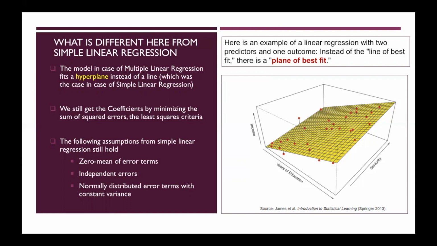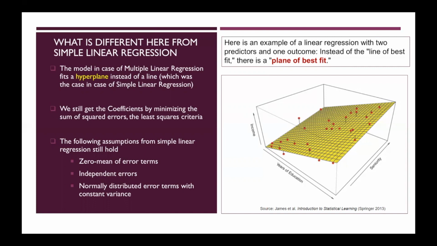Okay, so if you can see this graph, on one axis we have years of education, on the second axis we have seniority, and these two are working as independent features to get the dependent feature, that is the income. Okay, so the income is dependent on years of education as well as the seniority. So as you can see, instead of a line, we are able to get a plane of best fit in case of multivariate linear regression.